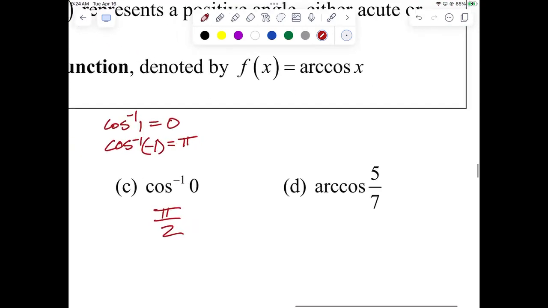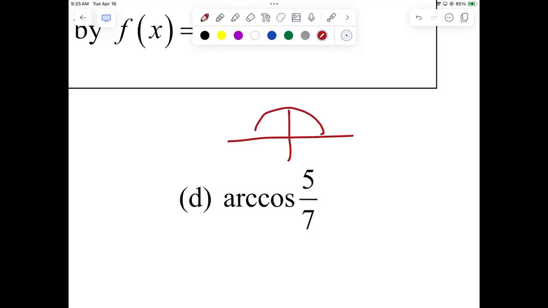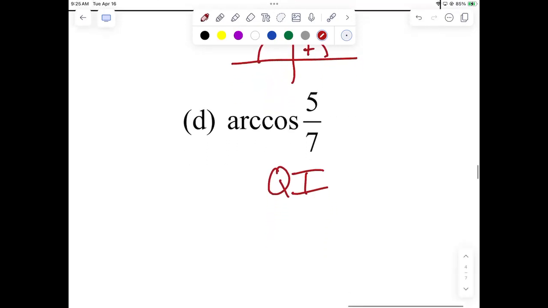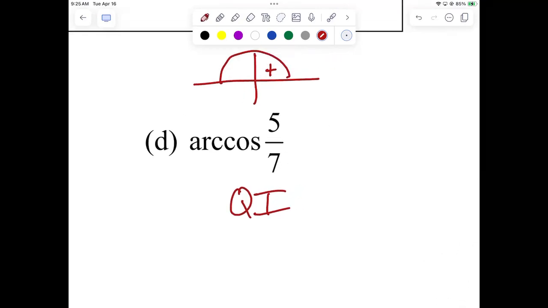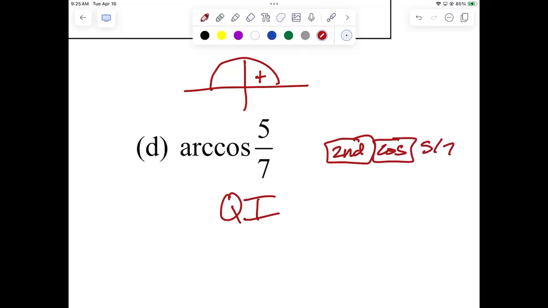All right, what's arc cosine of 5/7? Is 5/7 a unit circle angle? I don't think so. What quadrant is it going to be in? It's quadrant 1. If we had the calculator, could we type that in? Yes, I'm not going to type it in. I'm just going to say it's in quadrant 1. How would you type that into your calculator? Second cosine, right? That's how we type it in. Second cosine in radian mode of 5 divided by 7.